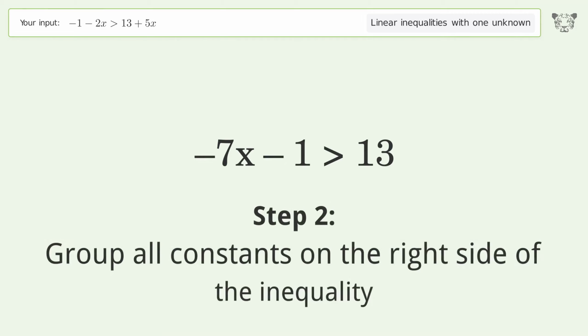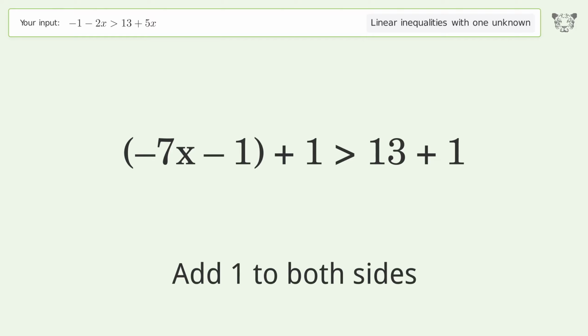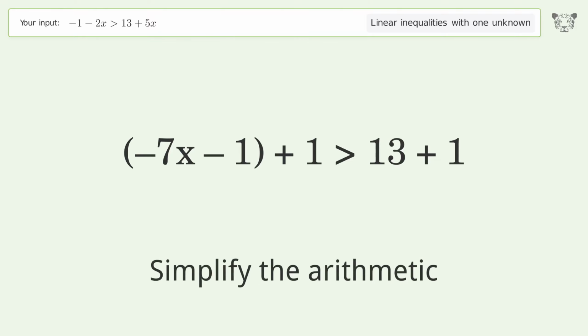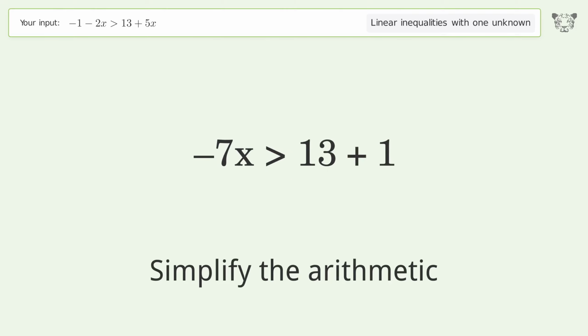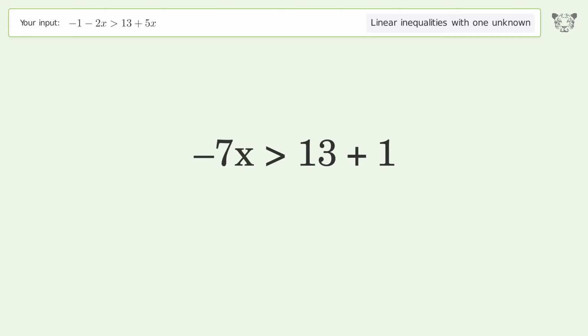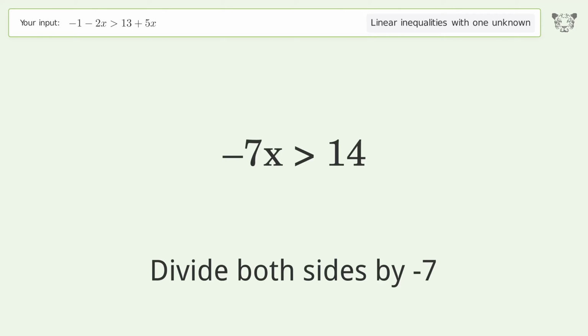Group all constants on the right side of the inequality. Add 1 to both sides. Simplify the arithmetic. Isolate the x. Divide both sides by -7.